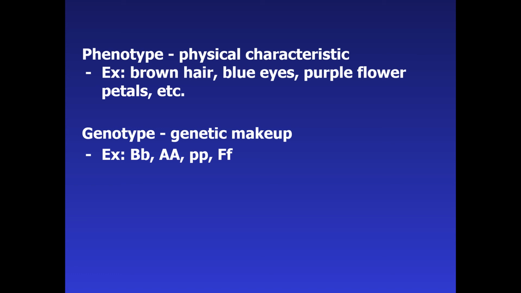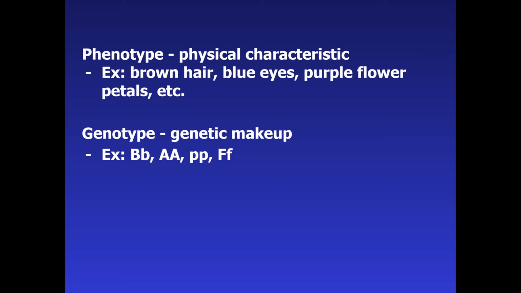So for example, a phenotype of a person could be brown hair, could be blue eyes, could be a purple flower on a plant. Other phenotypes could be a tall height, short height, big feet, curly hair, straight hair, anything that you could observe.